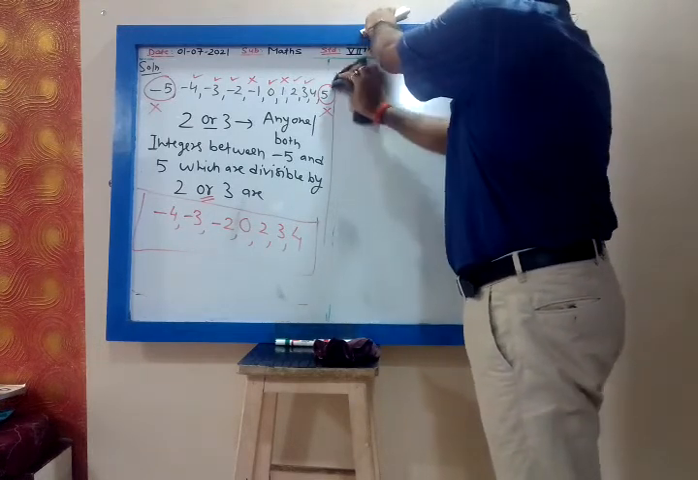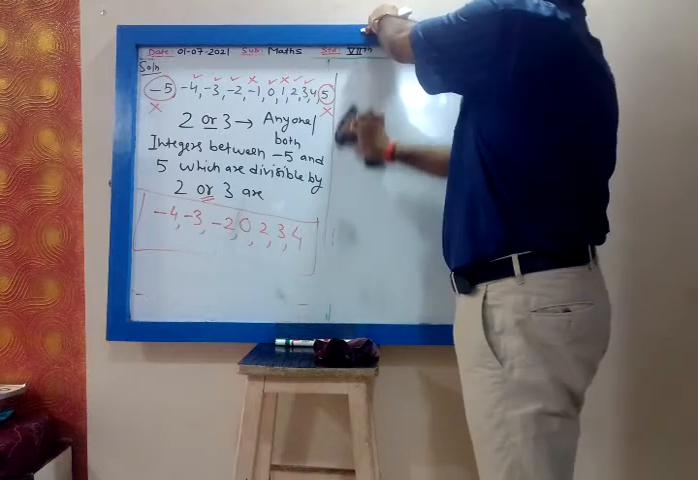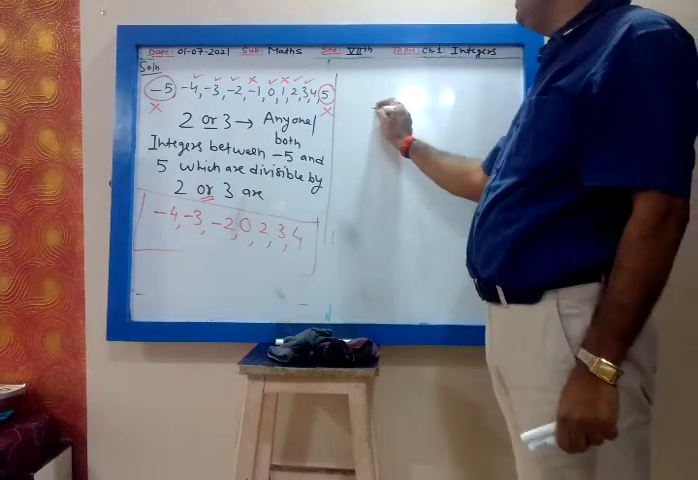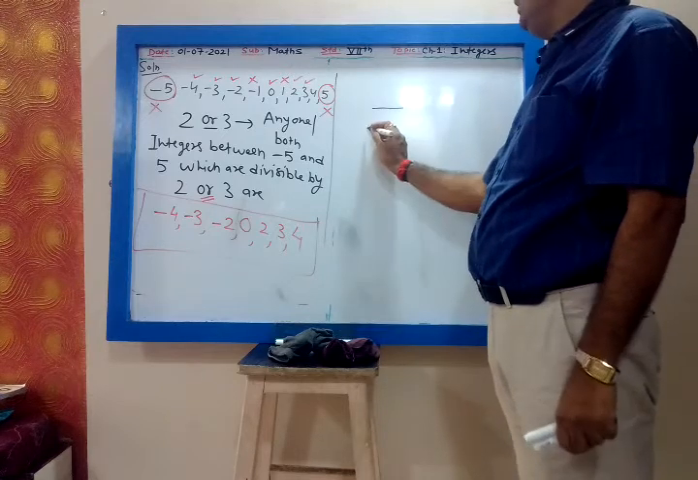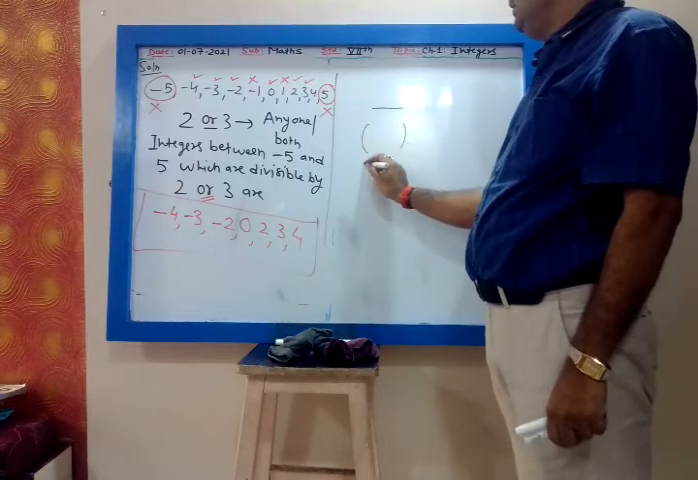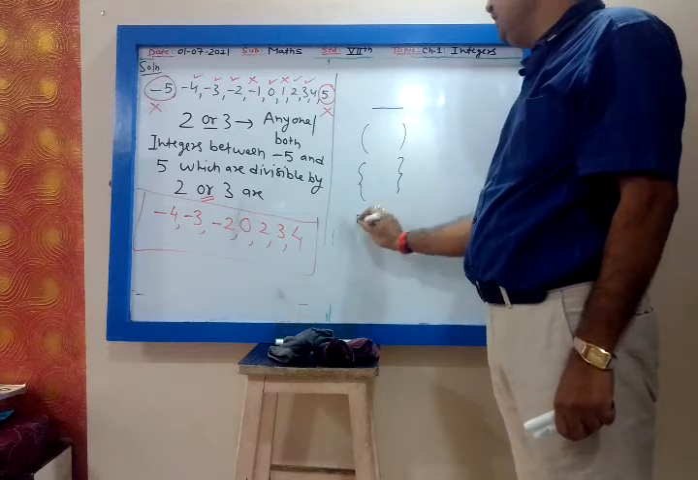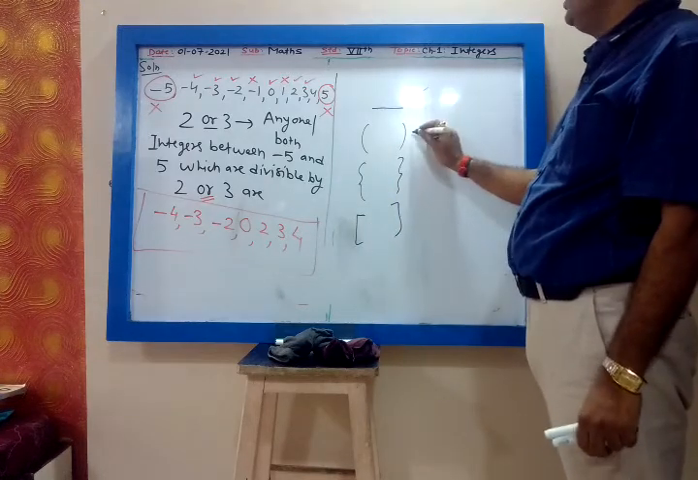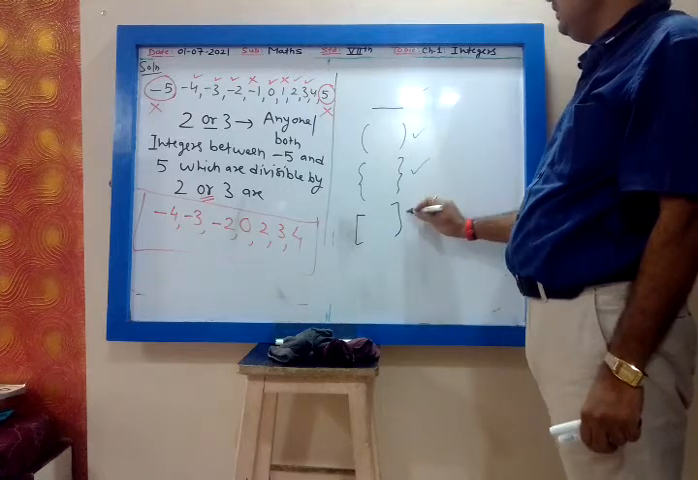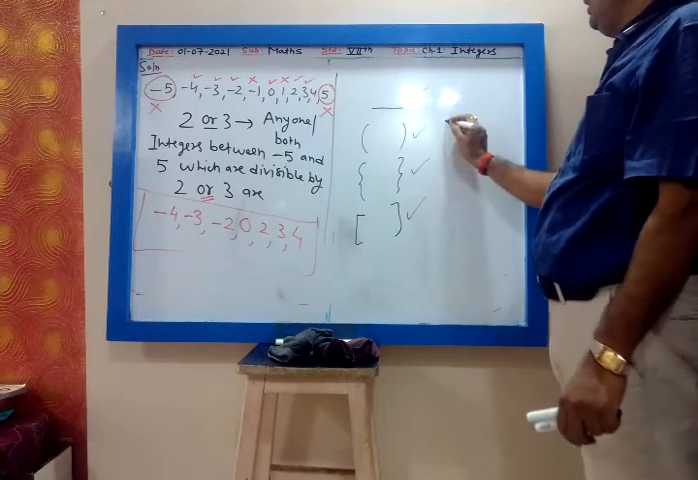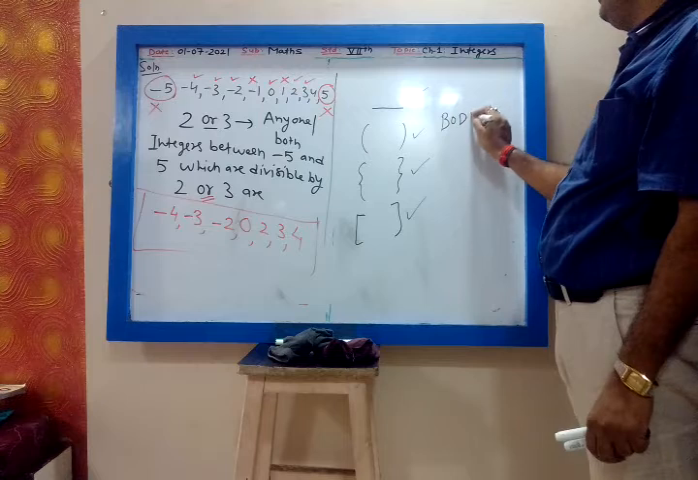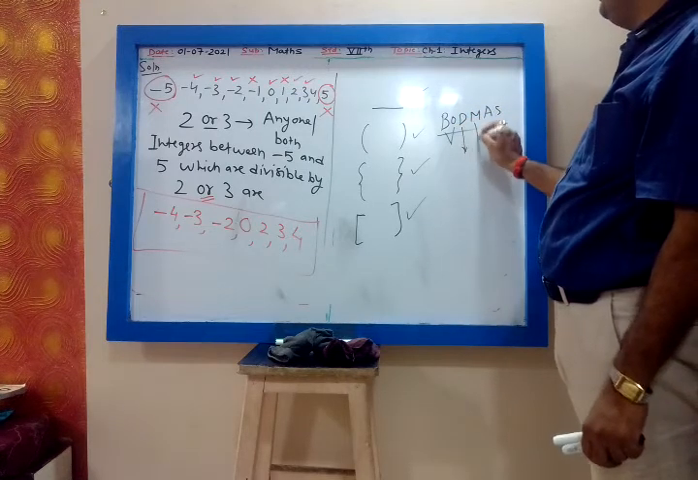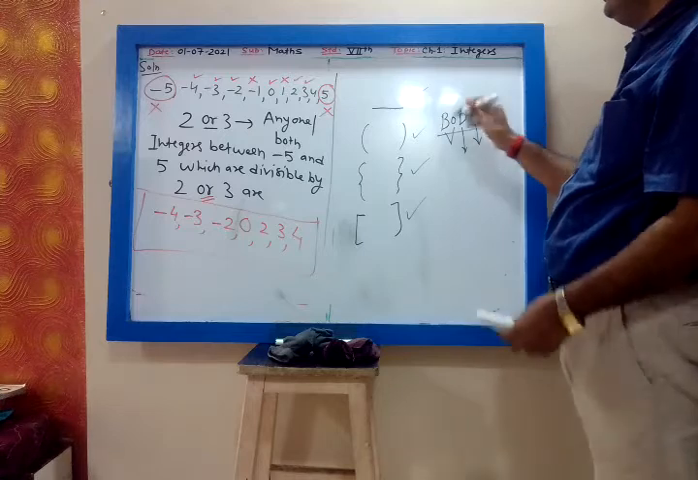Then, evaluate the following using BODMAS and bracket. See, we have seen the bracket. This is known as vinculum bracket. Then we have seen parenthesis, then curly bracket, and then square bracket. First we simplify vinculum, then parenthesis, then curly, then square bracket, and then we have BODMAS. First we open the bracket, then division, then multiplication, then addition, then subtraction.